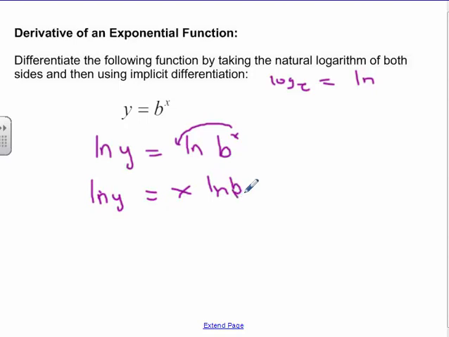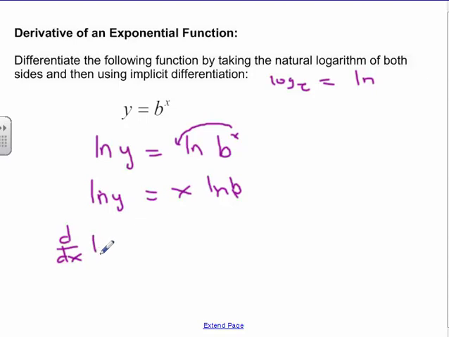And b, by the way, is an unknown constant. Like, this is 2 to the x, or 3 to the x, or 4 to the x. We don't know what number b is, but we know it's just a number like 3 or 4 or 5. Then we're going to do implicit differentiation. So that means we're now going to take the derivative of both sides.